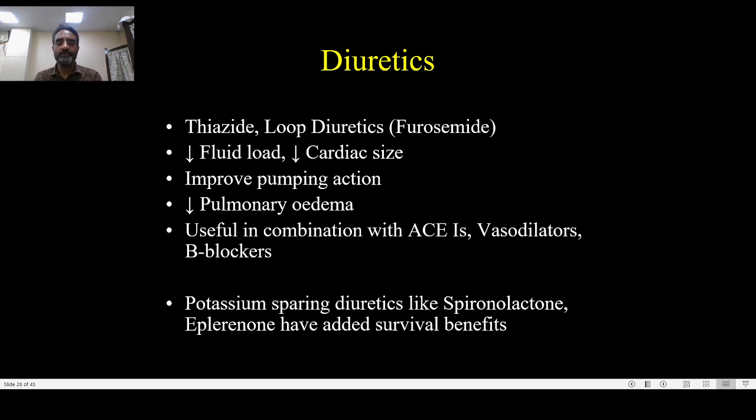Diuretics: loop diuretics and thiazides are useful. They decrease the fluid overload, decrease cardiac size, improve the pumping fraction of the heart, therefore decreasing afterload, and decrease pulmonary edema. They are useful in combination with ACE inhibitors, vasodilators and beta blockers. Potassium sparing diuretics like spironolactone and eplerenone have an additional survival benefit also.